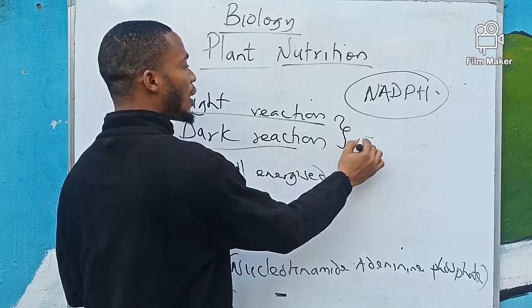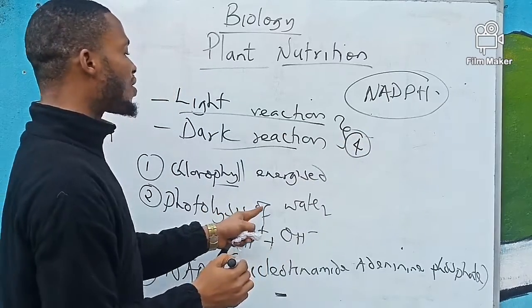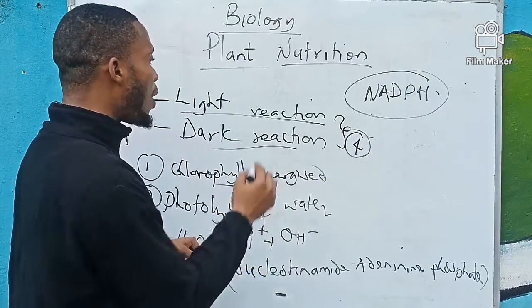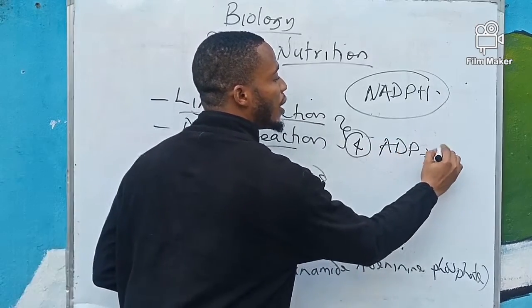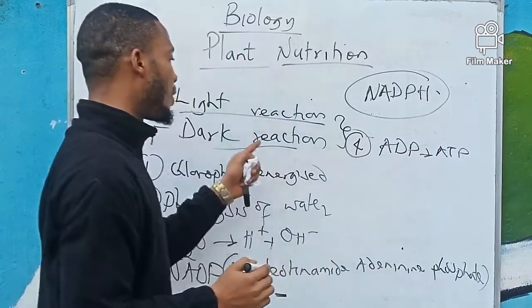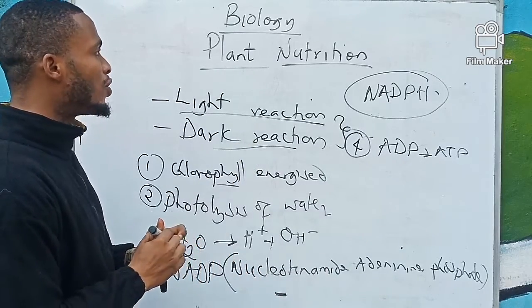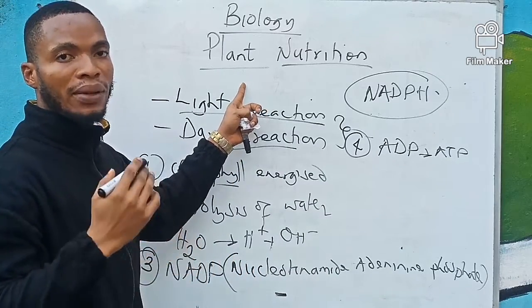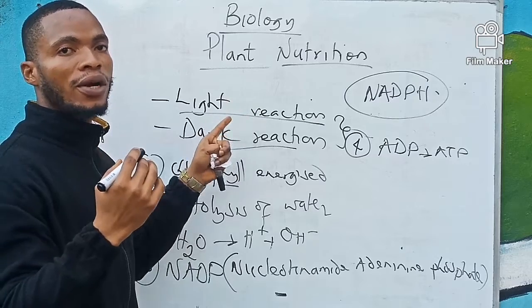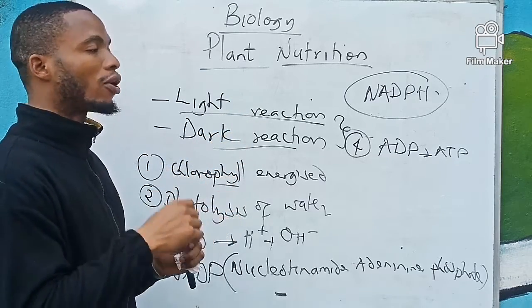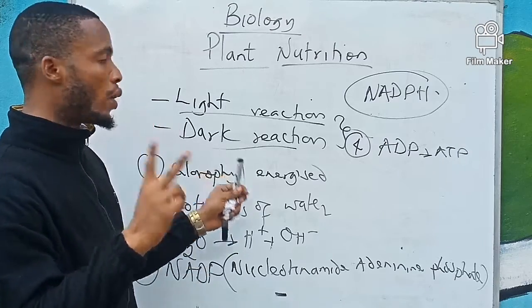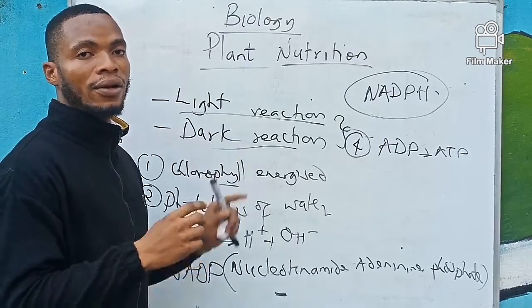Number four, what happens now? The energy left here that was not used will now convert the ADP contained in the chlorophyll to what we call ATP, which is now used in the dark reaction. I remember I told you photosynthesis is a process by which green plants manufacture their own food in the presence of sunlight from inorganic substances in their environment. And it occurs in two ways, the light reaction and the dark reaction.